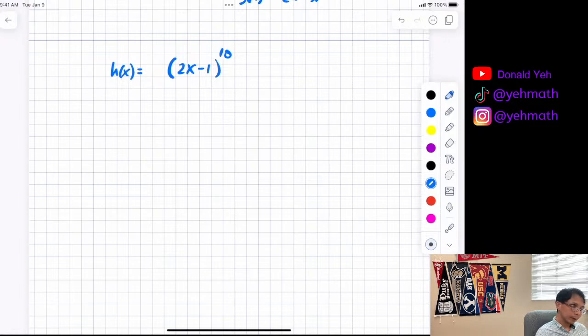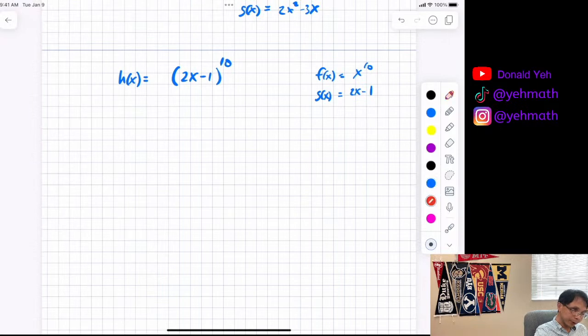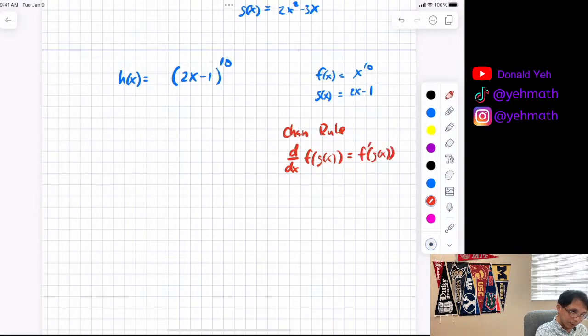So what will be the f of x here, and what will be g of x here? x to the 10th, good. 2x minus 1, good. So now we're going to teach you a new rule. We're going to write this chain rule on this side. If you take a derivative of f of g of x like this, it's always equal to f prime of g of x times g prime of x.